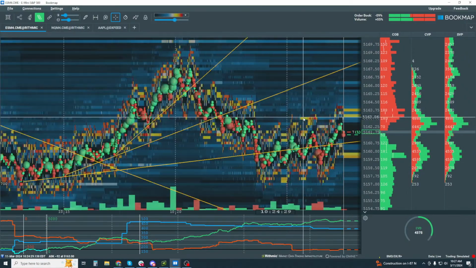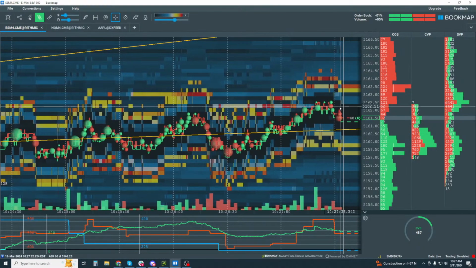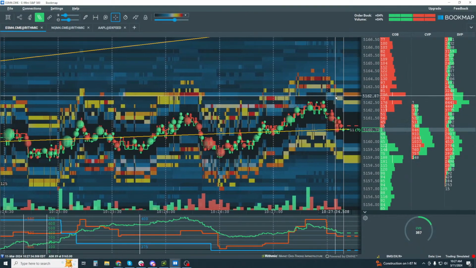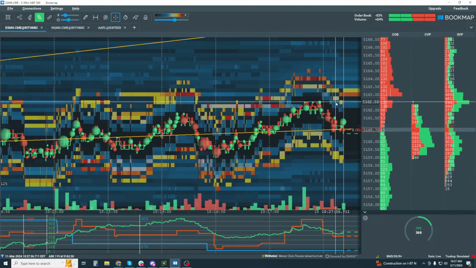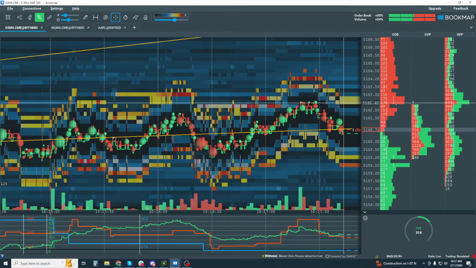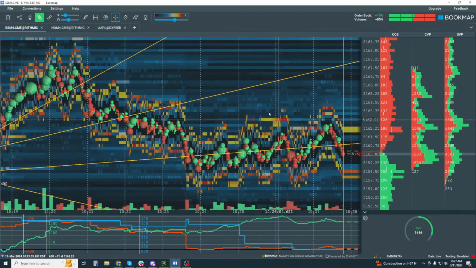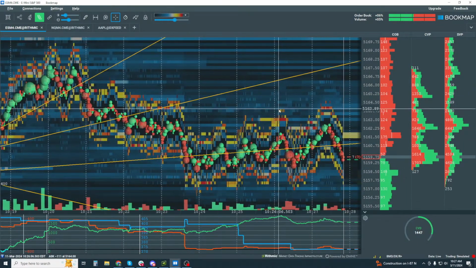Okay, so just almost there to 63. You can see what it did actually. Maybe I shouldn't have said 63, 62.5 here maybe is a bit better. That's our high volume node here on this lower time frame.